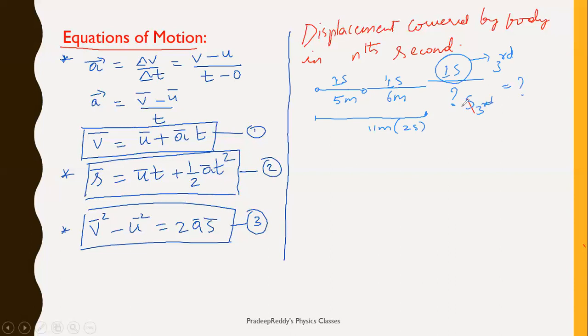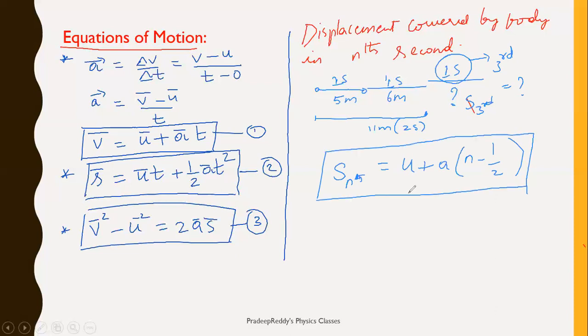So for this you can derive an equation, which will be learnt in later sections, which is written as: distance traveled by the body in the nth second is equal to u plus a into (n minus 1) by 2. This is the distance traveled or displacement traveled by the body in the nth second, where u is initial velocity, a is acceleration, and n is that particular second in which you are calculating the displacement.